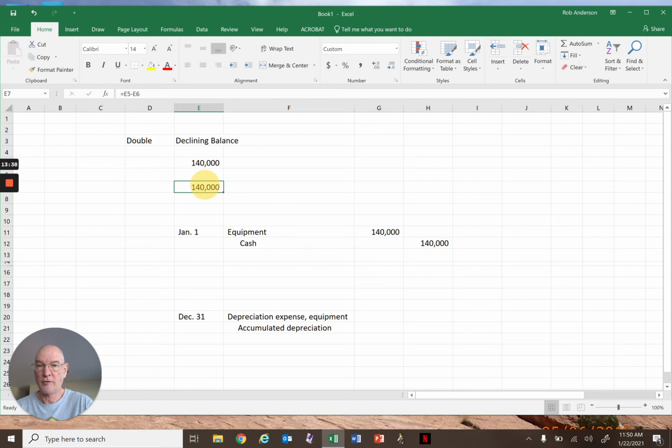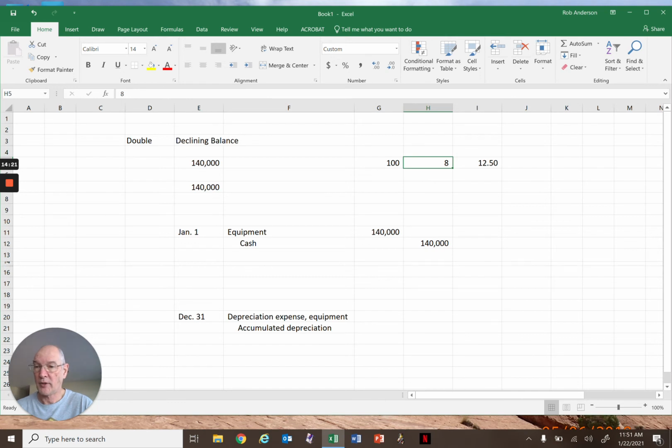So 140,000 is what we start with, and what we're going to do is calculate the rate now. So 100, meaning 100%, and we're going to divide by the 8 years of useful life. And this is going to give us our declining balance rate, but we haven't doubled it. So we're just going to take the 100 divided by the 8 years, and you'll see that is 12.5%.